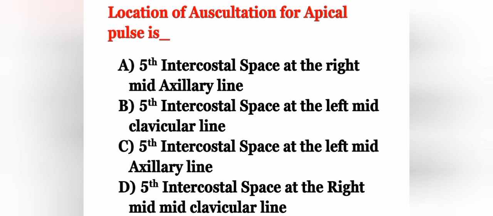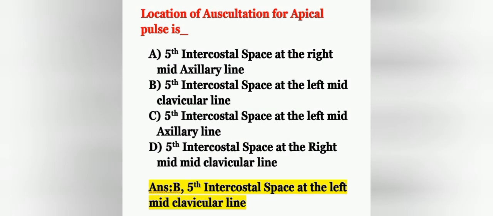Location of auscultation of apical pulse is fifth intercostal space at the left mid-clavicular line. Option B is the correct answer. So far, we discussed the next set of questions from Fundamentals of Nursing.